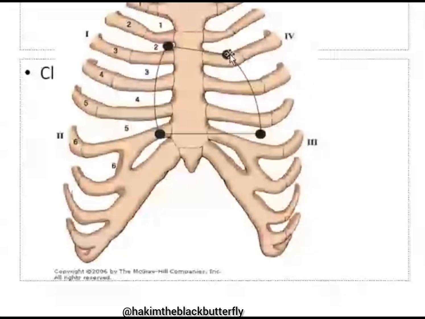left costal cartilage, approximately 1 to 1.2 centimeters from the sternum. And when you join these points, they will give you the superior border, right border, inferior border, and left border.